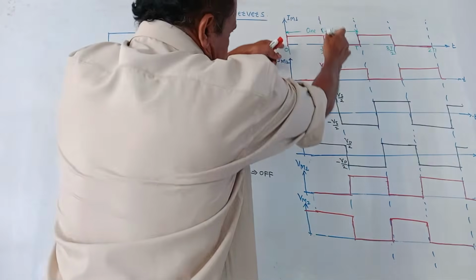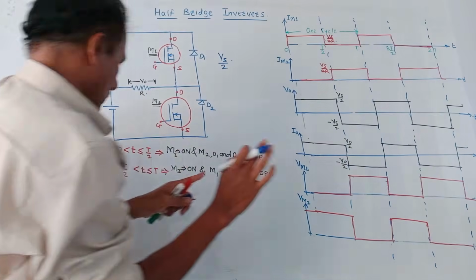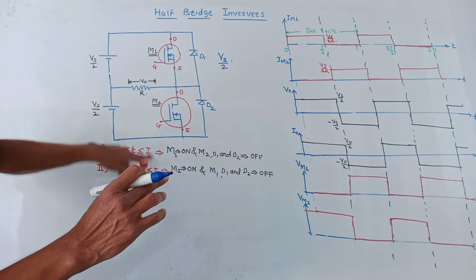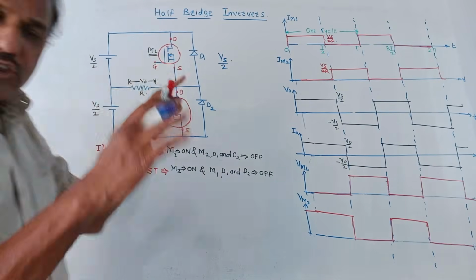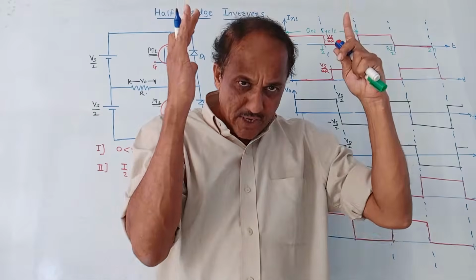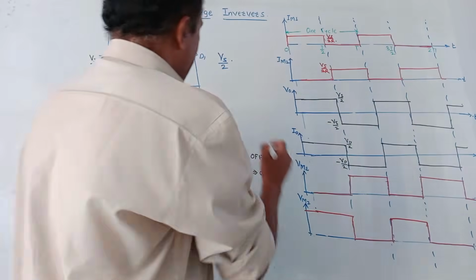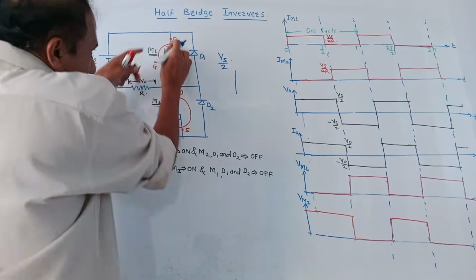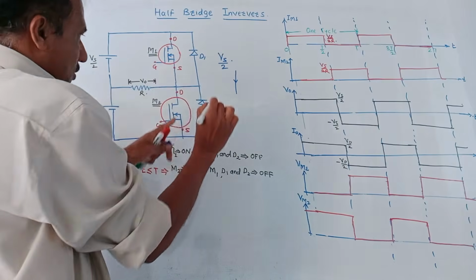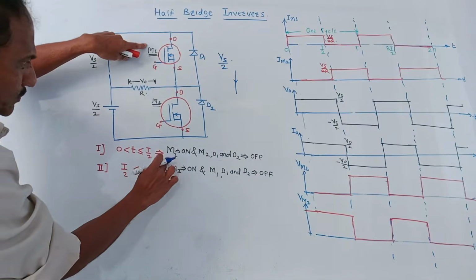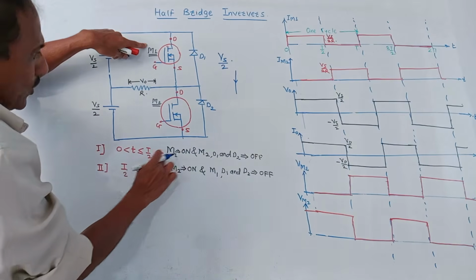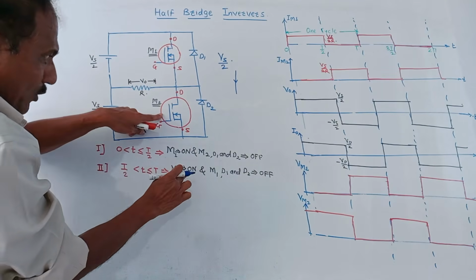I am talking about this interval 0 to T by 2. In this case, during 0 to T by 2, MOSFET M1 will be switched on. Now remember the basic things: if any MOSFET is on, it will act as a short circuit. That means in place of this MOSFET, I will connect a simple wire. So M1 will be on during the period 0 to T by 2 and the second MOSFET M2 is off.